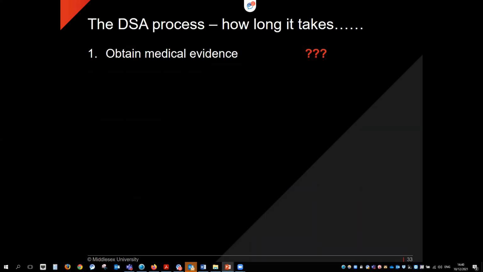So just to give you an overview of how long the different stages take. To obtain the medical evidence, it depends on the GP practice consultant or how long the student has to wait for a diagnostic assessment. So really, I can't give you a timeline for that. To apply for DSA, the actual application, again, it depends on the student. Have they submitted the medical evidence? Have they actually finished the application form, or they've just started it? So again, it's up to the student.